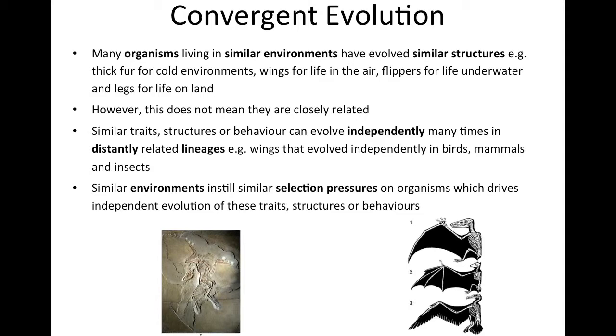Many organisms living in similar environments have evolved similar structures, for example, thick fur in cold environments. Like our example earlier, some have evolved wings for life in the air, others have evolved flippers for life underwater, and like us, legs for life on land. However, that does not mean they are closely related. Similar traits, structures, or behaviours can evolve independently many times in distantly related lineages. So, as we already mentioned, wings have evolved independently in birds, mammals, and insects. Similar environments instill similar selection pressures on organisms, which drives independent evolution of these traits, structures, or behaviours.